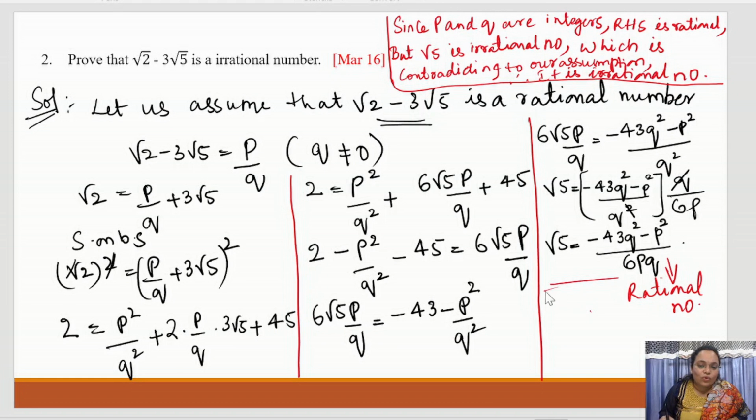So we can say the whole thing, this root 5 is equal to this RHS, is a rational number. If the whole thing is a rational number, we know root 5 is an irrational number. We know it is an irrational number, which is contradicting our assumption. So, therefore, root 2 minus 3 root 5 is an irrational number. Clear?